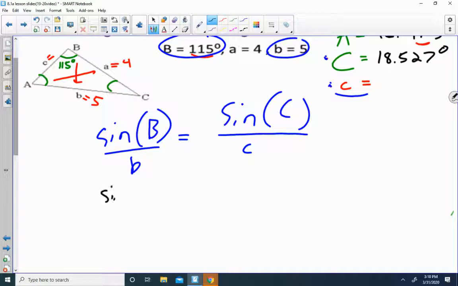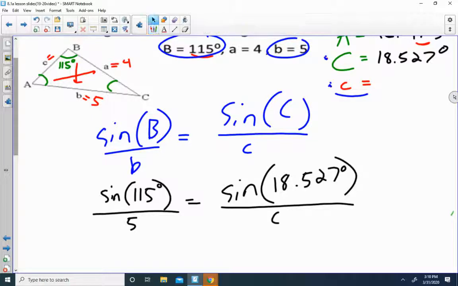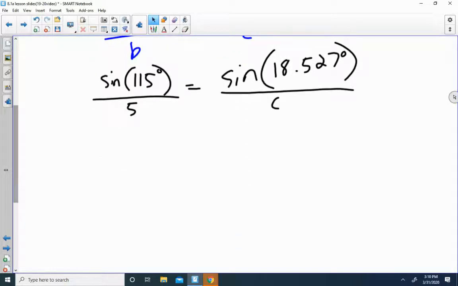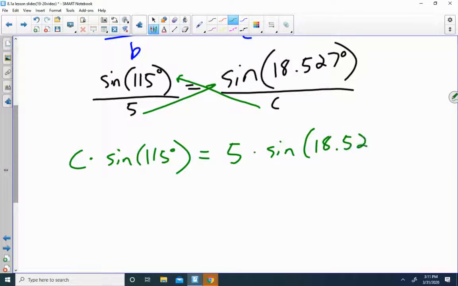So first, sine of big B will be 115, and our little b will be 5. Then you gotta do sine of big C, where big C is 18.527 degrees, and that can be divided by little c, which we will be solving. And then from there, we can cross multiply. Cross multiply this, and you'll have c times sine of 115. Cross multiply this, and you'll get 5 times sine of 18.527.